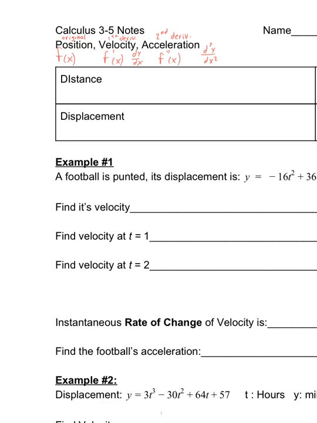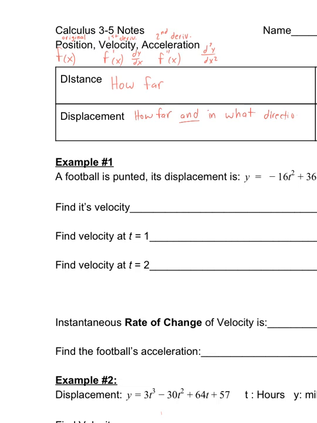Let's talk about the difference between distance and displacement. We know that distance tells us how far an object is from a reference point. It has nothing to do with direction. So distance is simply how far. But displacement tells how far an object is from a reference point and in what direction. So it is not only how far, it also tells you what direction you are going in.